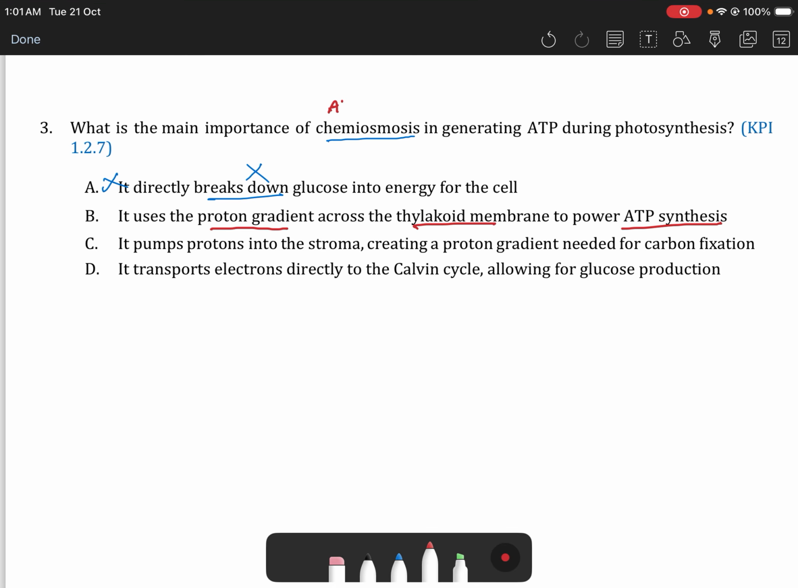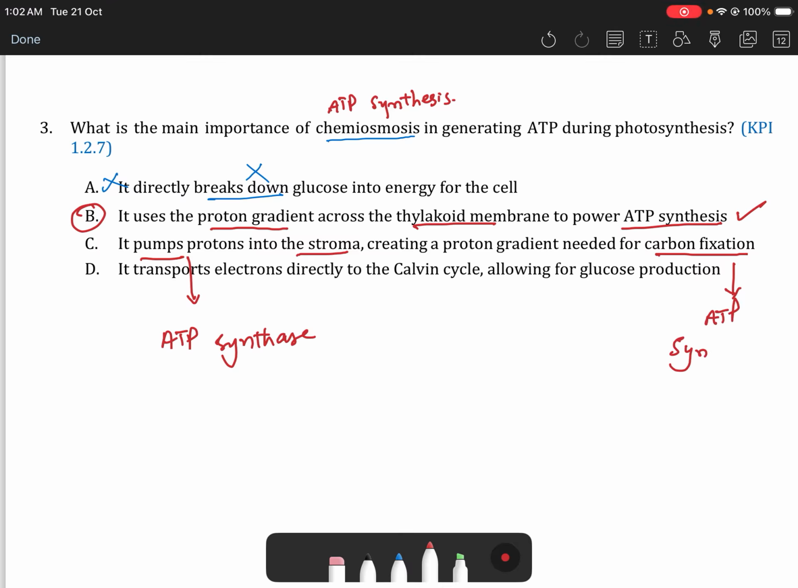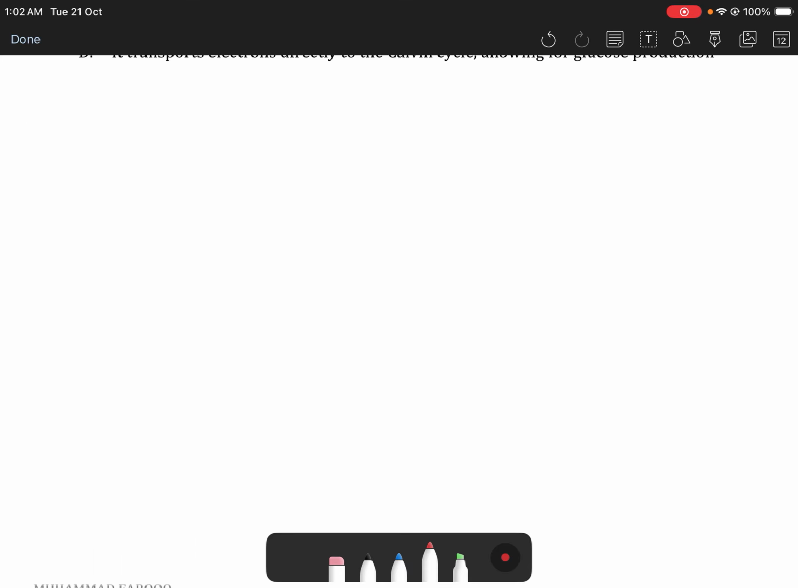So chemiosmosis means ATP synthesis with the help of the proton gradient. So yes, this is the answer, but we will see the next also. It pumps protons. It's not the importance of chemiosmosis. Who pumps protons? It is ATP synthase. Okay, it pumps protons into the stroma. That's wrong, because ATP synthase pumps protons, creating a proton gradient needed for carbon fixation. No, needed for ATP synthesis. It transports the electrons. No, so only B is the answer.